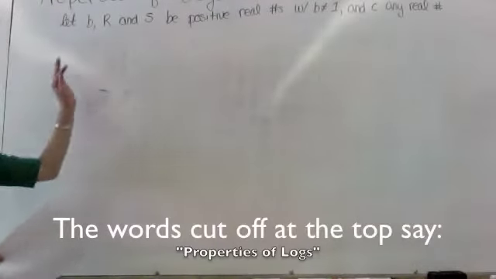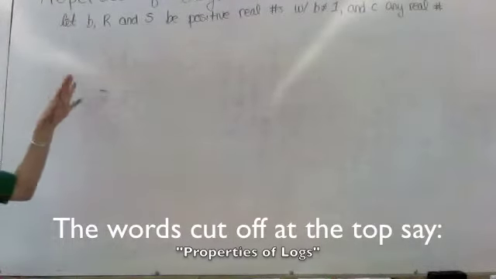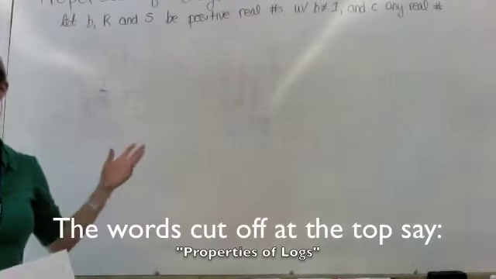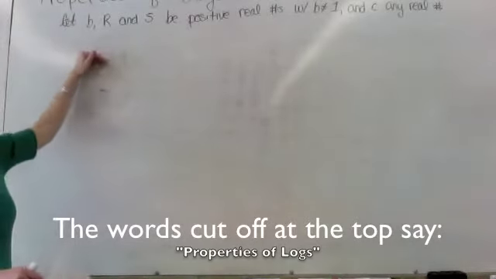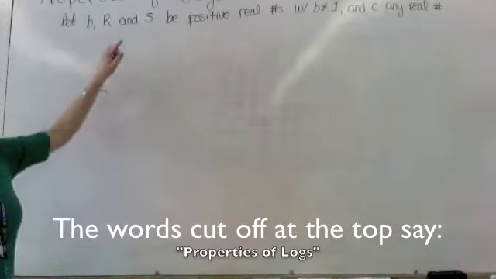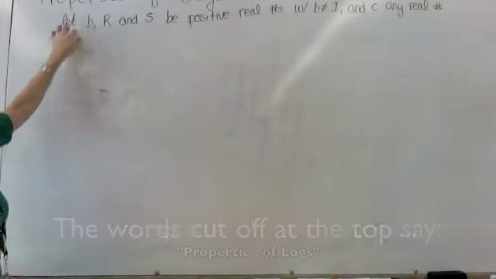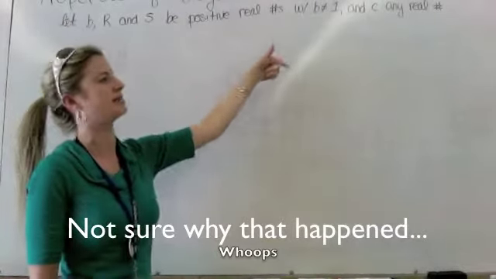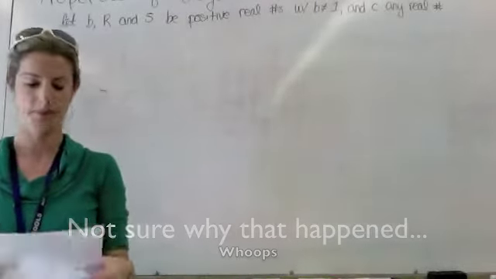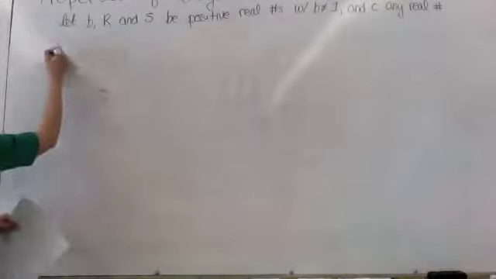Okay, so we're going to talk about the properties of logs, and this is going to become very helpful when we want to try to solve. So the first thing I want to say is these are the properties I'm about to list, we're going to talk about 3 of them, and the important thing is you need to let B, R, and S be positive real numbers with B not equaling 1 and C can be any real number. So the first thing we're going to talk about is the product rule.